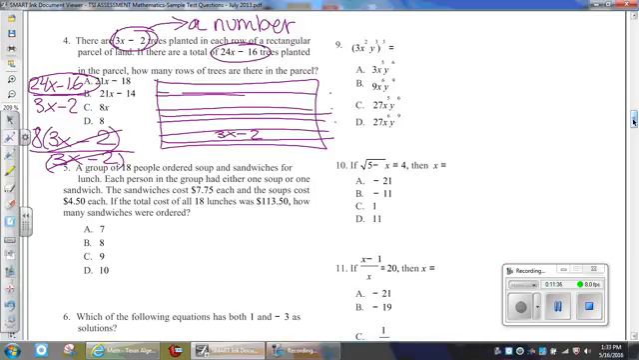So then how many rows do we have? 8 rows. Let's see if I guess correctly. 1, 2, 3, 4, 5, 6, 7, 8.